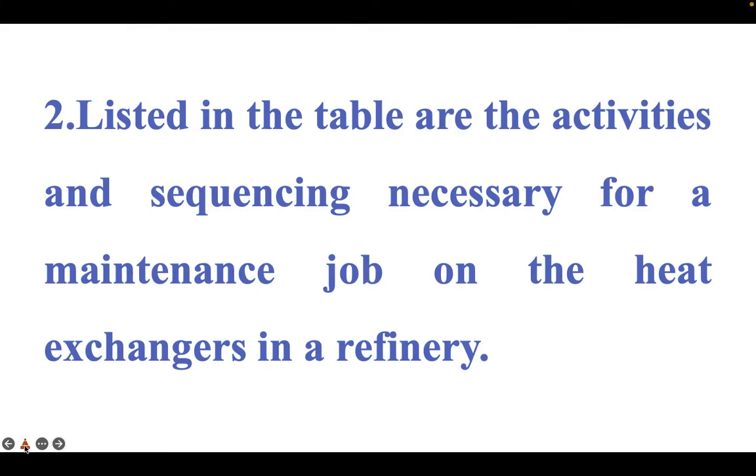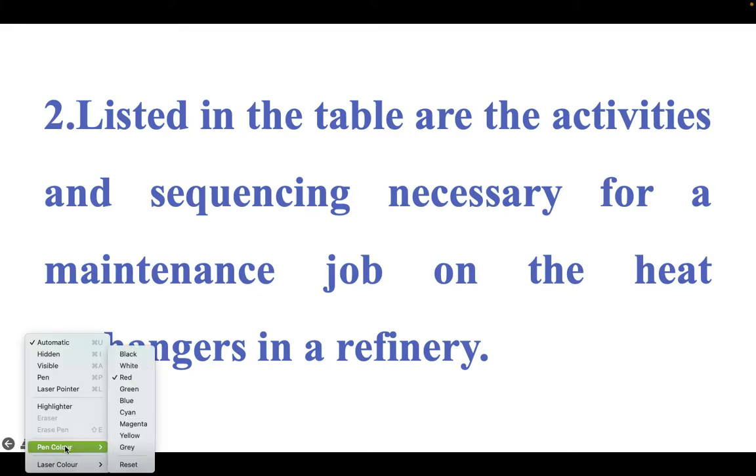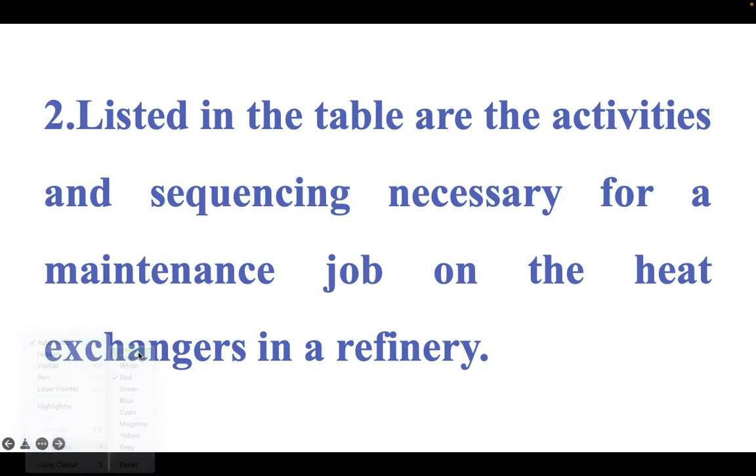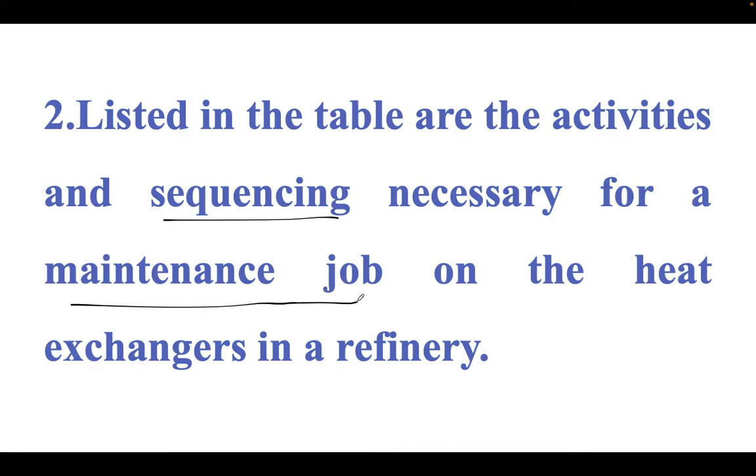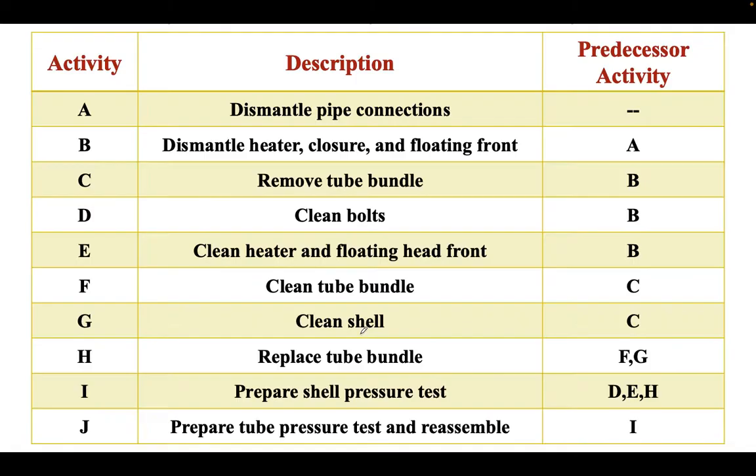Next problem on the same concept of constructing a network diagram. So here is the question. Listed in the table are the activities and sequencing necessary for a maintenance job. So the job is of maintenance, right? We have to construct the network diagram for this maintenance job, and this is done on the heat exchanger in a refinery.